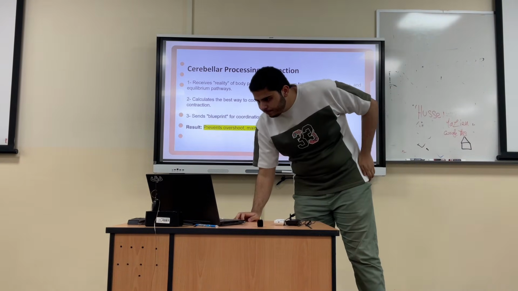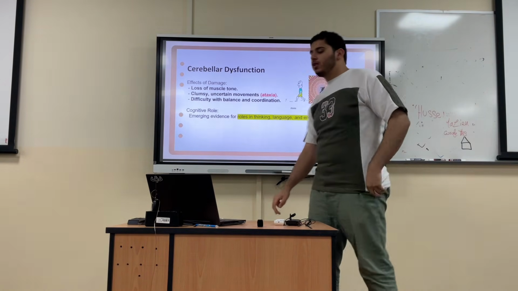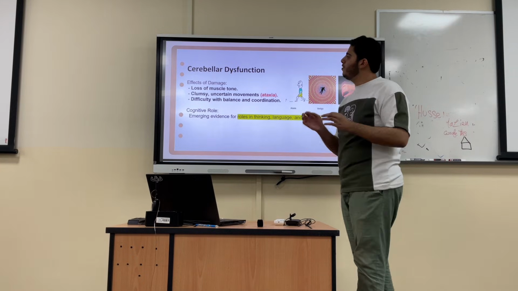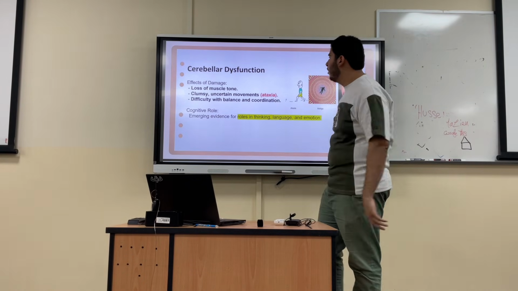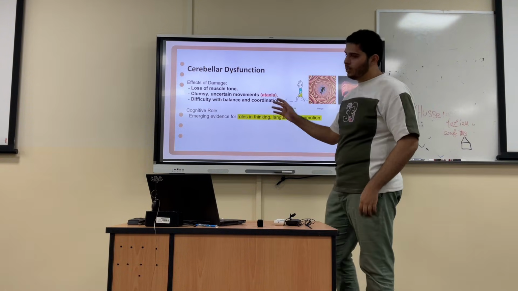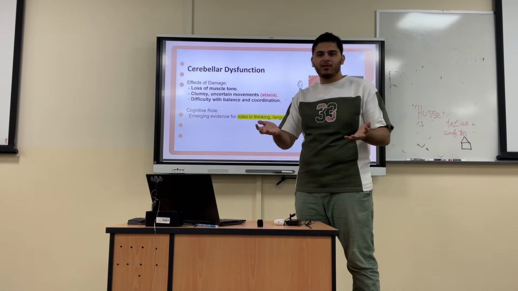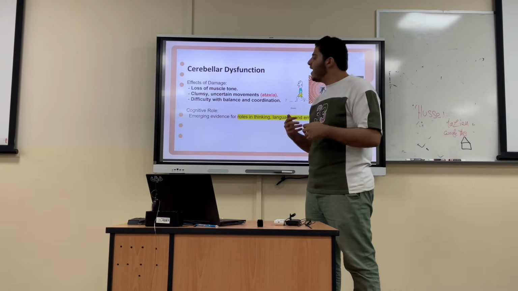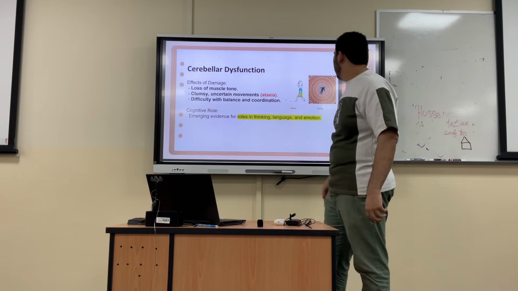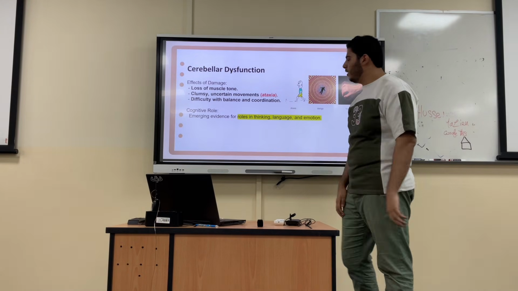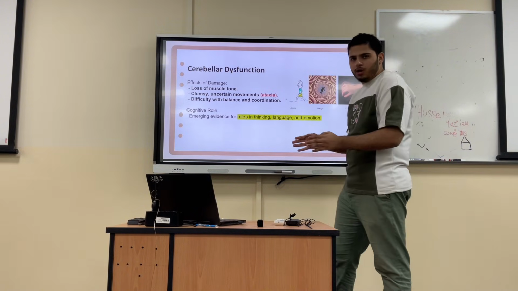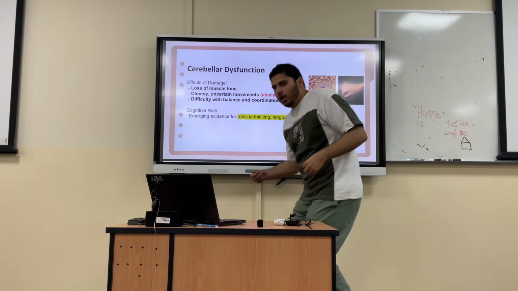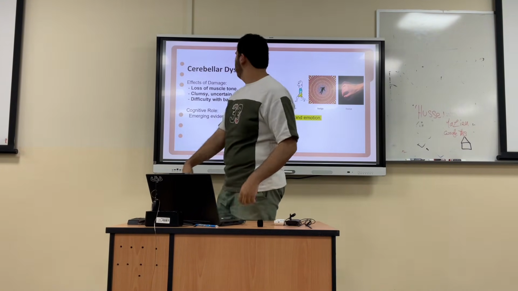Okay. Now let's go to the cerebellar dysfunction. When there is a dysfunction of the cerebellum, what may happen? Because it happens. Let's see. Effects of damage: loss of muscle tone, which is called hypotonia, clumsy, uncertain movements, ataxia, as this guy. He cannot control his movements. Like maybe he falls sometimes. Yeah, he can walk, but he cannot control it, and sometimes he falls like this.